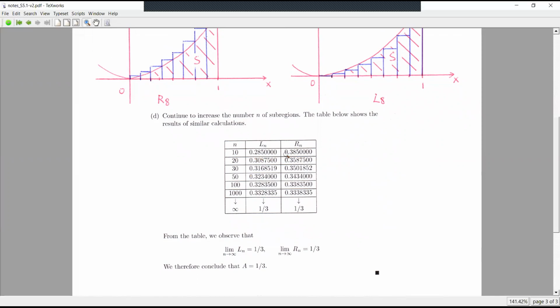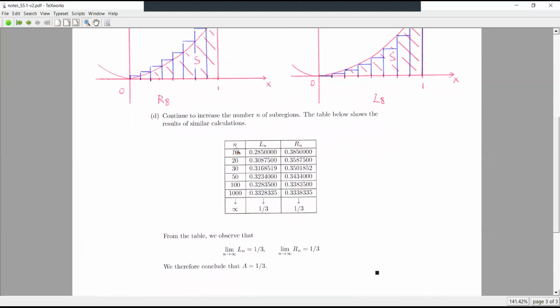A, the area of the region, lies between Ln and Rn, between these two numbers. Now, if I increase the number of rectangles from 10 to 20, then the lower bound is this. The lower bound is increasing, but the upper bound is decreasing. And A lies between these two numbers. These two numbers are closer to A than these two numbers.